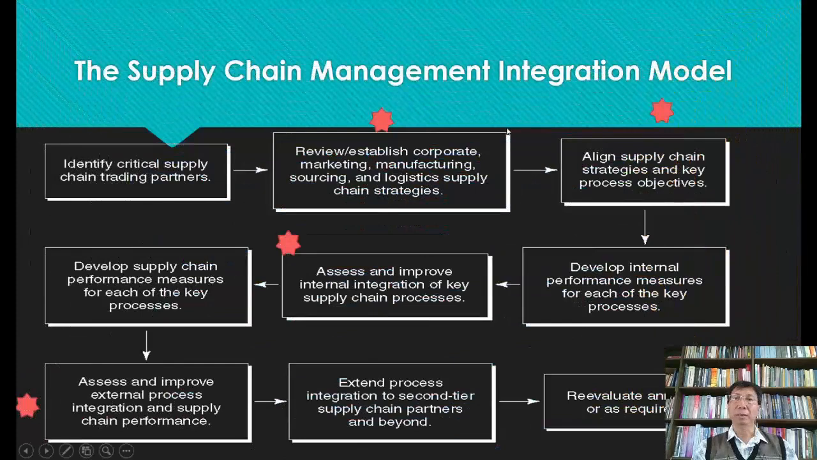We go back to the integration model, and after that, develop the supply chain performance measure for each of the key processes, and after that, assess and improve external process integration and supply chain performance. It's different from the previous stage. In the previous stage, we evaluated the internal. After we evaluate the internal, we develop the strategy performance externally. Okay, we look at this in more detail.